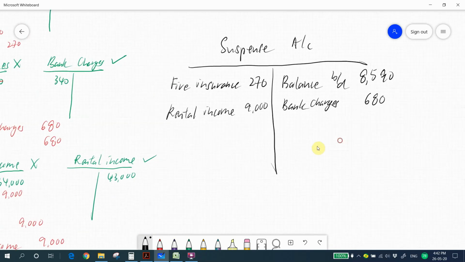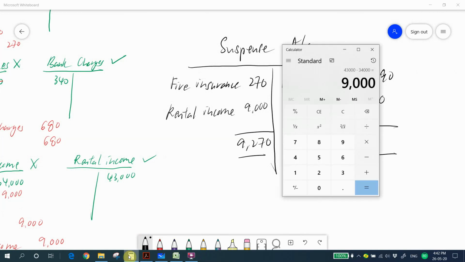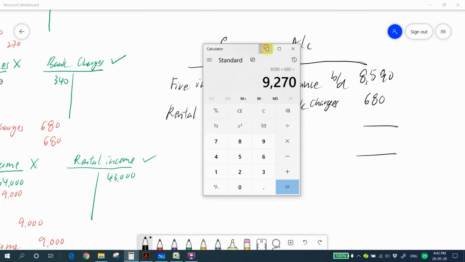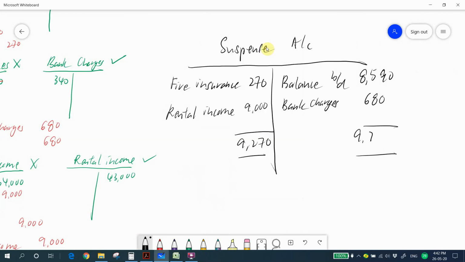Next, we have to see whether we can balance the suspense account or not. So the total debit is 9,270. Total credit is 8,590 plus another 680. So we get 9,270 as well. If your debit matches with credit and there is no more balance c/d and b/d in your suspense account, it means that your journal entries are correct. And that's all for your suspense account exercise.